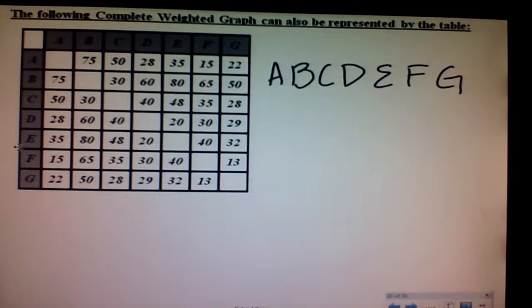Okay, so they want us to start at A. It's really not necessary, but they're whiners, so we just roll with it. So we're starting at A. What is my smallest number in my A column? Okay, it's 15.